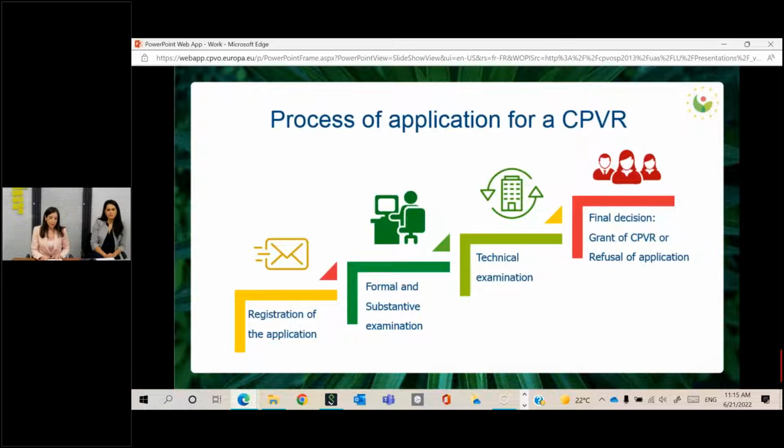Then we have the technical examination, which is the testing aimed at verifying that the variety at stake complies with the technical requirements. We will also check that in a moment. Finally, after this examination is complete, the office reaches a final decision, which can be to grant the plant variety right, or if some elements are not complied with, the office proceeds to refuse the application.